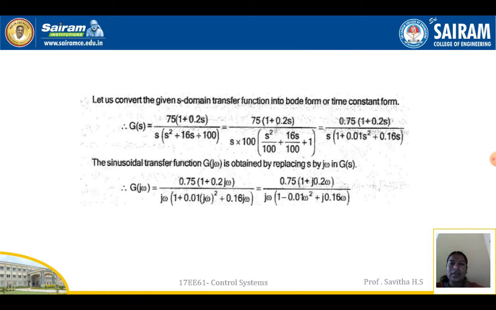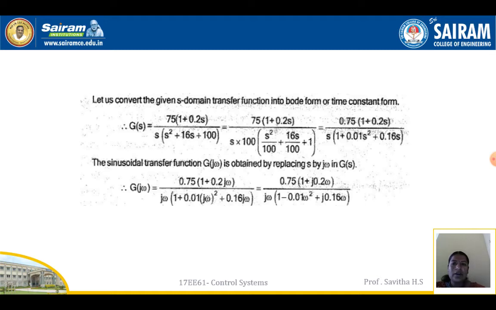Let us convert the given S domain transfer function into Bode form or time constant form. G of s is equal to 75 into (1 plus 0.25s) divided by s into (s square plus 16s plus 100). So 75 into (1 plus 0.25 s) divided by s into 100 into (s square by 100 plus 16 by 100 s plus 1). So 0.75 into (1 plus 0.25s) divided by s into (1 plus 0.01 s square plus 0.16 s).